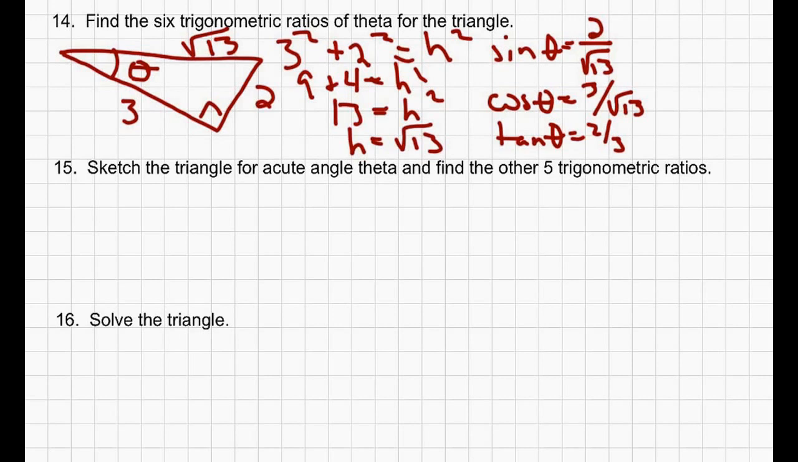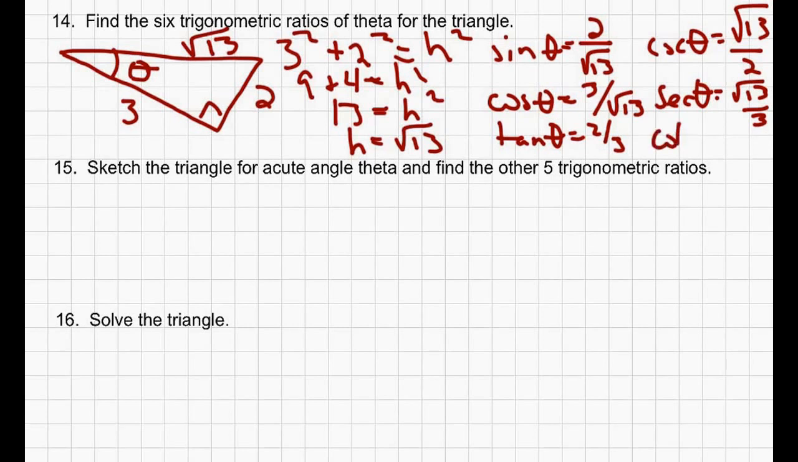So sine is the reciprocal of cosecant. So the cosecant must be the square root of 13 over 2. The reciprocal of cosine is secant. So the square root of 13 over 3. And the reciprocal of tangent is cotangent. So it's going to be 3 over 2.